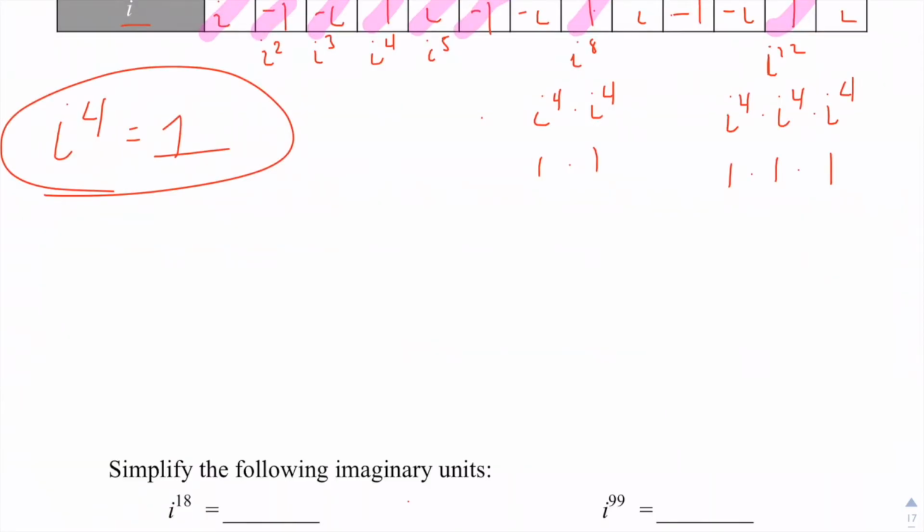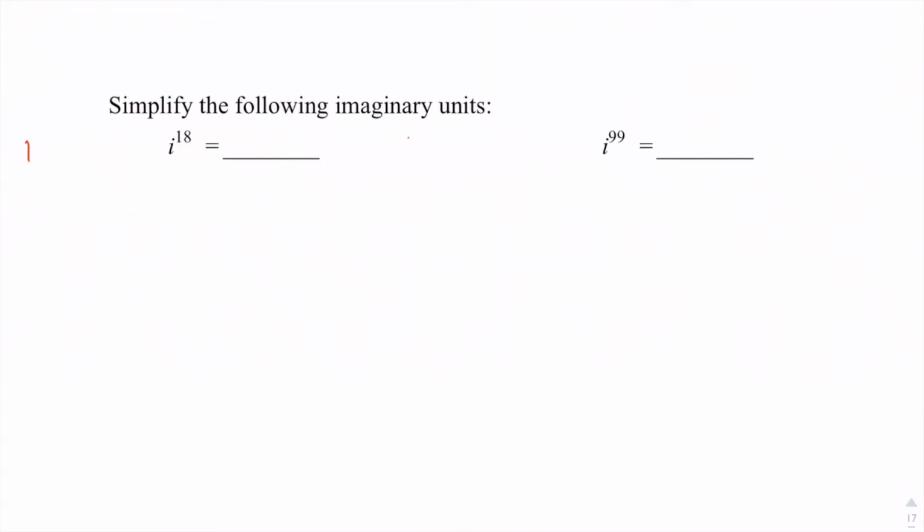This concept allows us to come down here and simplify these imaginary units. So like right here, remember, i to the fourth equals 1. And right here, I have i to the 18th. Well, how can I break out fourths? I can go i to the fourth times i to the fourth. That gives me i to the eighth. Not there yet. Times i to the fourth gives me i to the 12th. Still not there yet. Times i to the fourth gives me i to the 16th. I'm still not there yet.